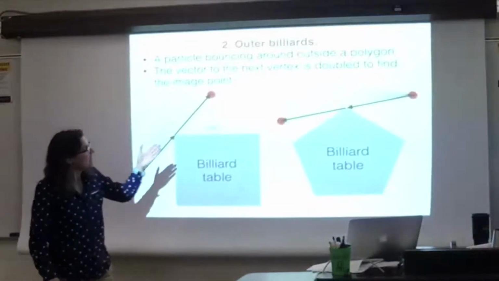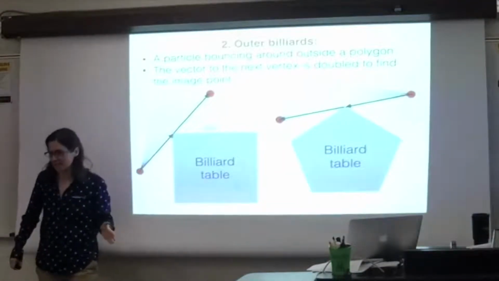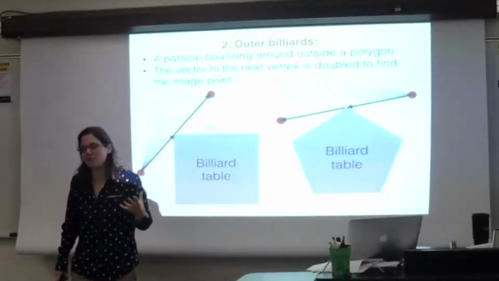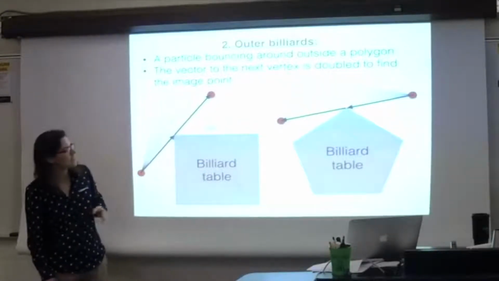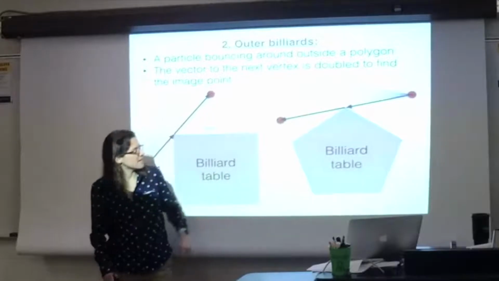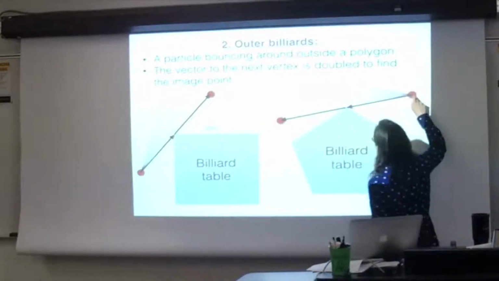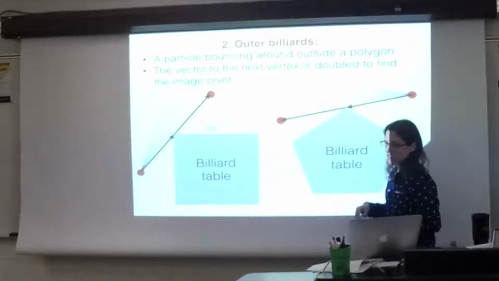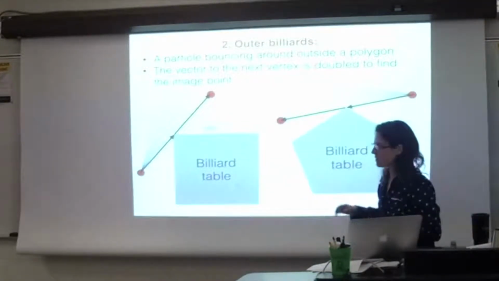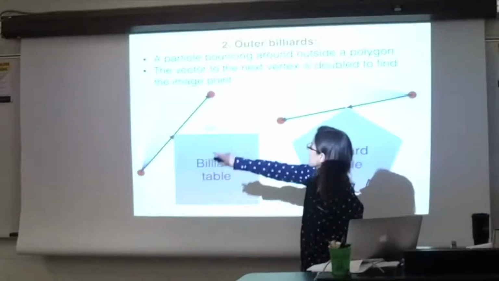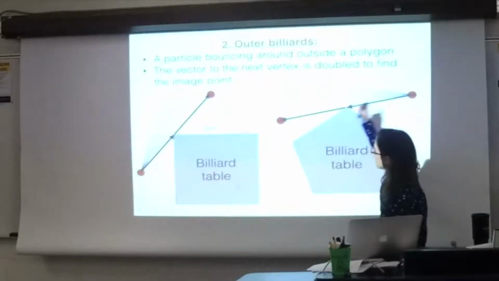so outer billiards is a particle bouncing around outside a polygon. So how would you ever define that? Well, here's how it is. You have a billiard table, and then you have a point. So what you get to do is you get to pick a point outside, and you get to pick an orientation, either clockwise or counterclockwise. That's all you get to pick. So for this one on the left, I picked clockwise, and for this one on the right, I picked counterclockwise.